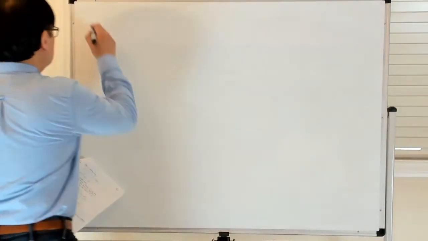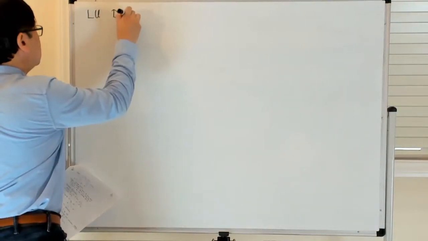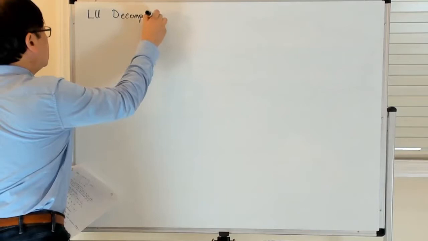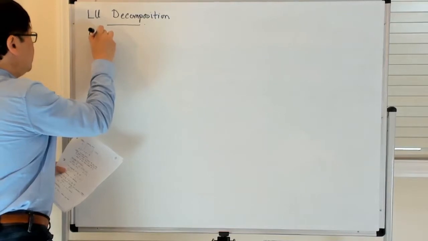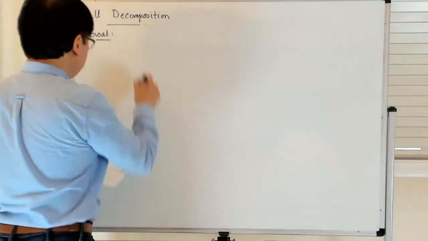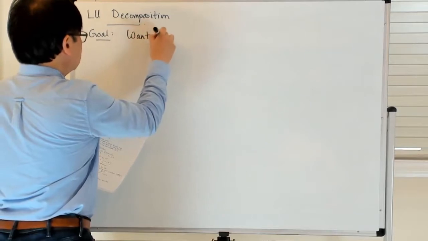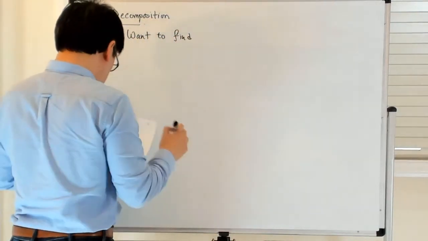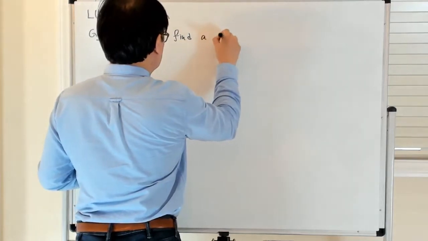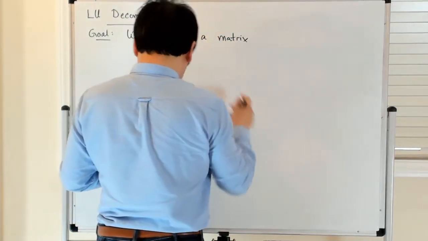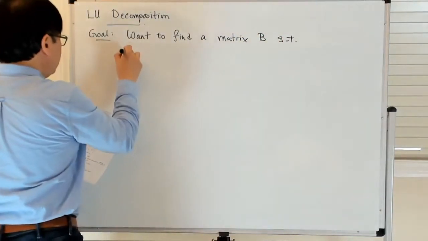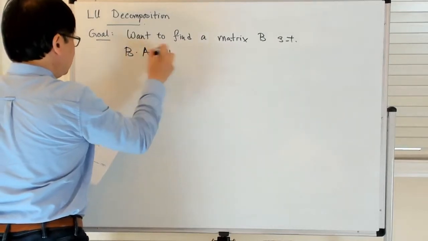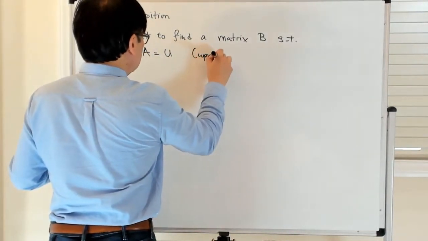Alright, so now we're going to talk about what's called LU decomposition. Okay, and the goal, if you will, is the following. So I want to find a matrix, let's call it B, such that B times the matrix A is U, which is upper triangular. Okay.